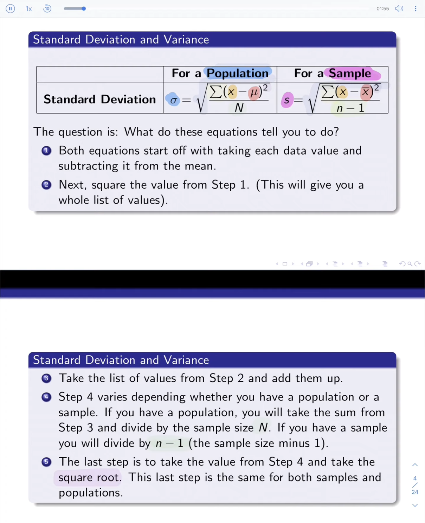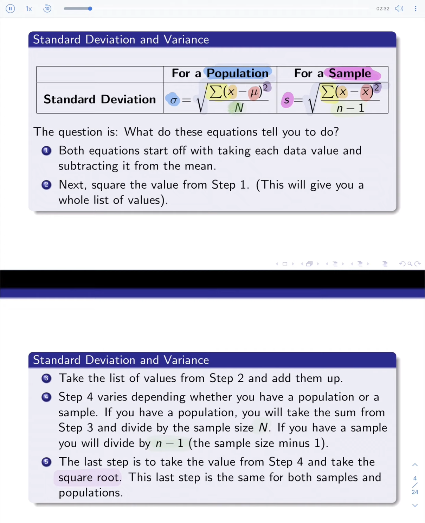So they want you to do that for every piece of data. They want you to take each piece of data, subtract the mean, then, be careful, they want you to square it, and then you'll come up with a whole list of each data value minus the mean squared. Notice what's out in front of that is a capital sigma, which means that you are going to add up all those values you just found, where you took each data value, subtracted the mean, and squared it.